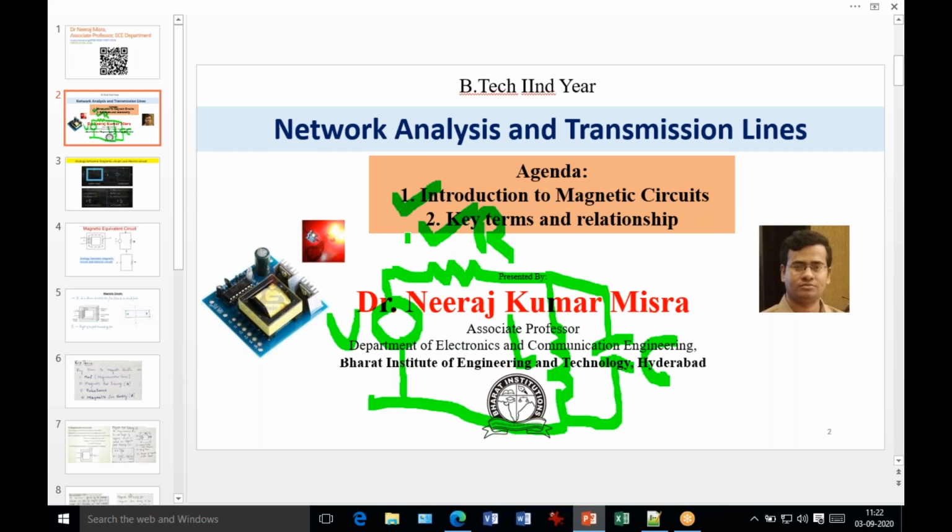Now it is very clear here: if you apply some energy source to the electrical network, then current is available in your network. This is the current I. So this is the general structure for all types of electrical network. In electrical networks, you have some energy source like an AC supply or DC supply, and some resistor, inductor or capacitor. So this is the general structure of an electrical network.